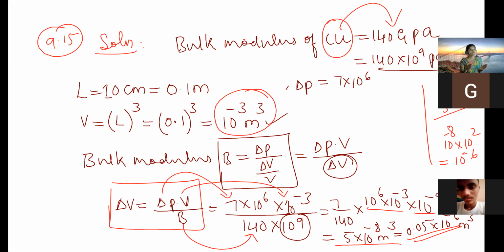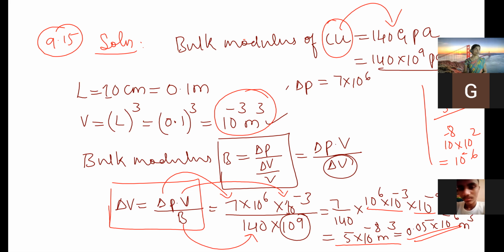Then they have given the edge. Edge is measured in terms of length. So the length is 10 centimeter they have given. If we convert 10 centimeter to meter, it becomes 0.1 meter. Then they have given volume. Volume is nothing but again measured in terms of length itself. When we cube it, 0.1 into 0.1 into 0.1, three times we multiply, then we get 10 to the power of -3 meter cube.